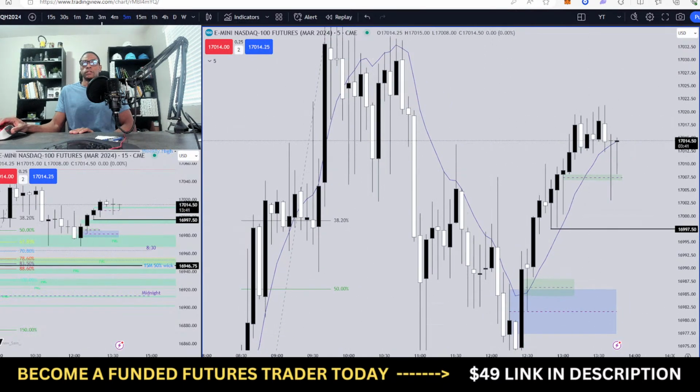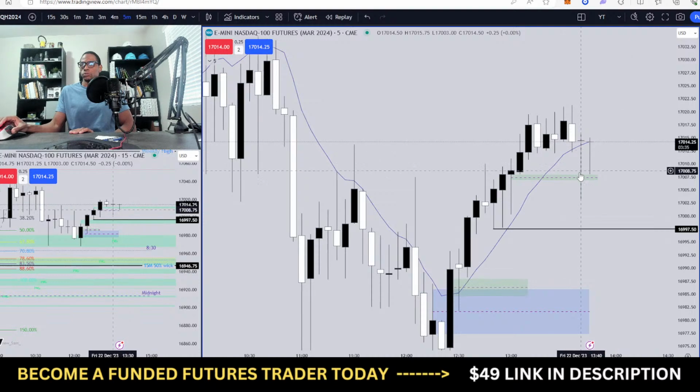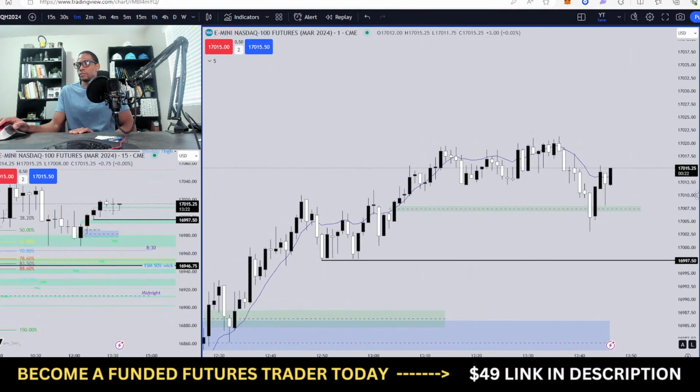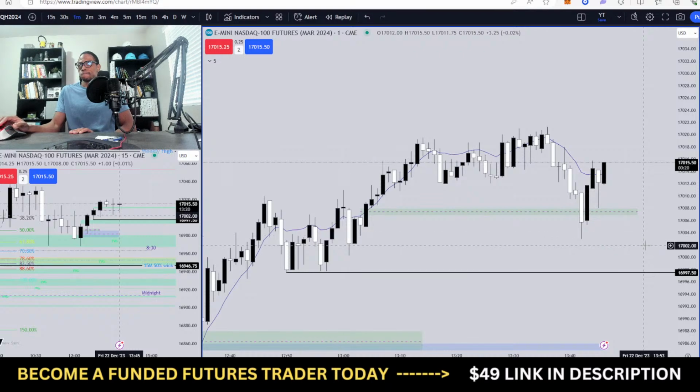Okay. And on top of that, we saw this huge wick here on the last 5 minute candle that was rejected. So having the following candle trade down to 50% of that is ideal. All right, now back to the 1 minute. Okay, 1:45 is the time.